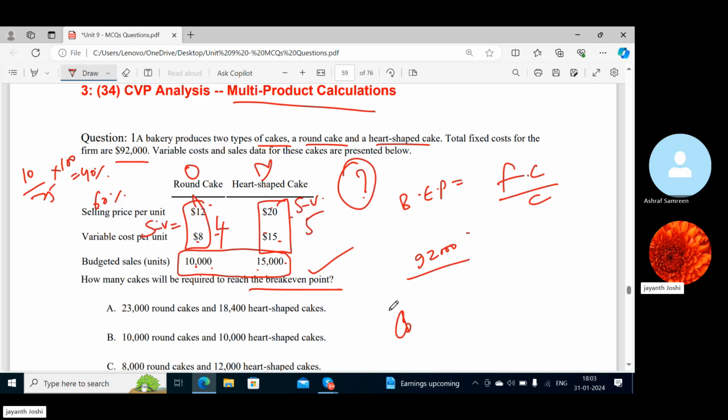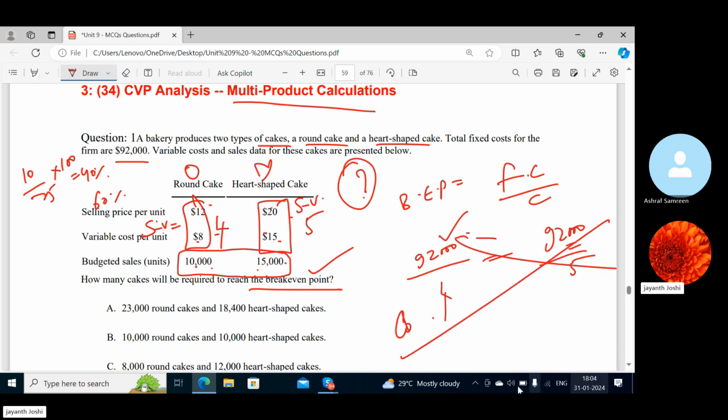The point here is your fixed cost is common for both the round cake and heart-shaped cake, right? So you cannot find out separate break-even points for both by taking the fixed cost as separate figures and the contributions for each and every one. For example, if I want to find out the break-even point for round cake, it is not that I can take the fixed cost here and take the contribution here, and take the fixed cost there and take the contribution there, and get the answer. That's a wrong way to do.